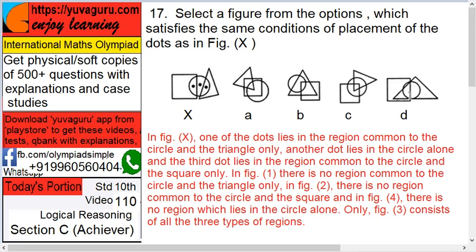Will D be satisfied? No. Why? Because D also has the same logic. There is no region which has only circle. So D is gone. So only C will be the answer. You can call this 1, 2, 3 and 4 also if you want to check up with the given comments.